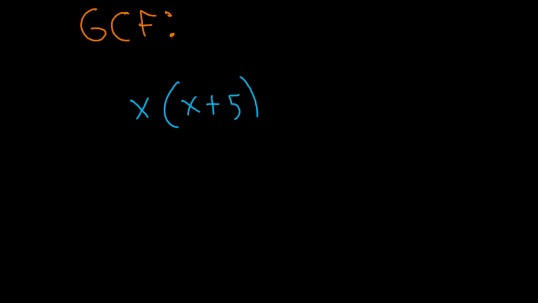Okay, so just one more final example of how the GCF question may be given to you. Factor out the GCF, and it may be given to you in a different form. So let's say we have x parentheses x plus 5 minus 3 parentheses x plus 5. And the instructions are to find the GCF.